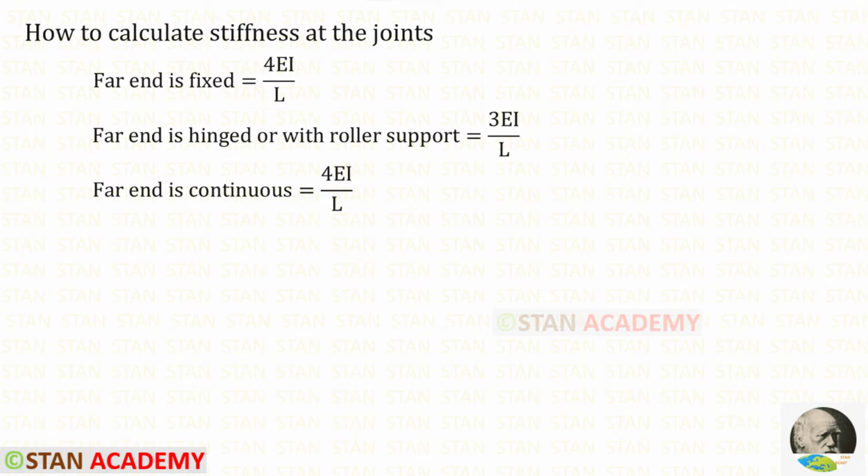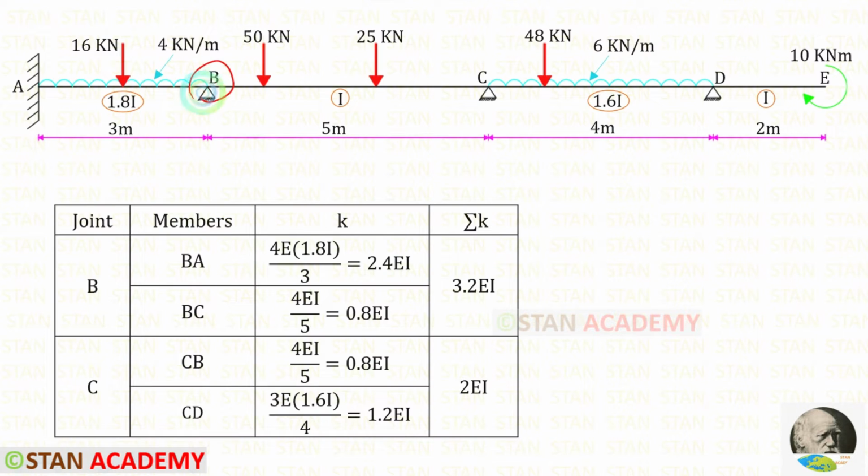In Kani's method, we have to find the rotation factors. To find the rotation factors, we have to calculate the stiffness. Let us see the formulas to find the stiffness. If the far end is fixed, the formula is 4EI upon L. If the far end is hinged or with roller support, the formula is 3EI upon L. And if the far end is continuous, the formula is 4EI upon L. In the joint B, first let us find the stiffness for BA. For that, from the joint B, we have to look at the point A.